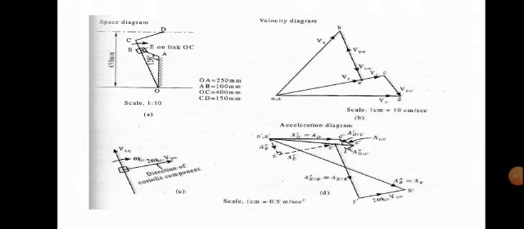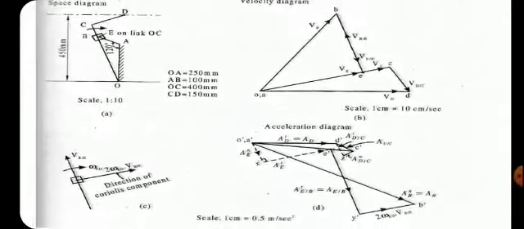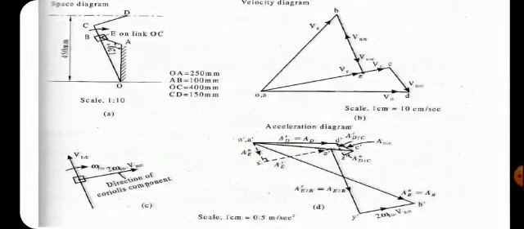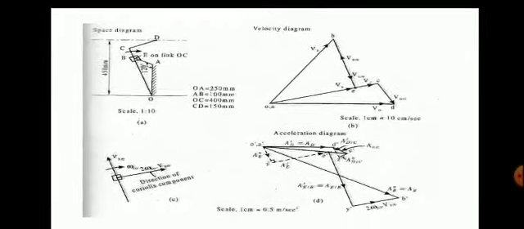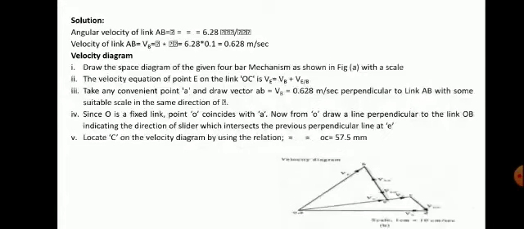Now, let us see how to draw the velocity diagram. First of all, the two points O and A are the fixed points. Please mark that OA point. Then, the angular velocity of the link AB is given.